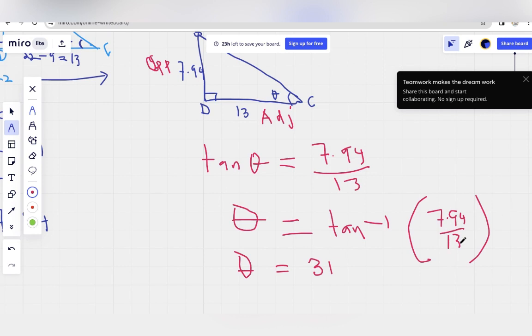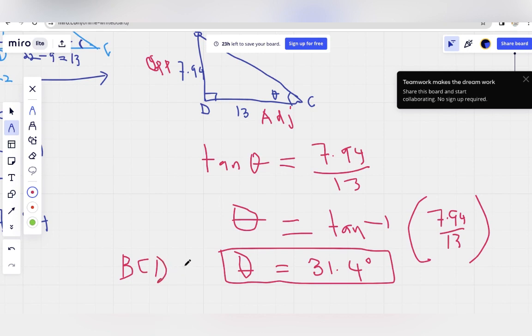You can divide this number first, this divided by this, and whatever you get, you find the tan inverse of the number. Don't forget to write your degree on it, showing that it's an angle. So angle BCD is equal to 31.4, okay. Angle BCD is equal to this, in case you're asked to calculate this.